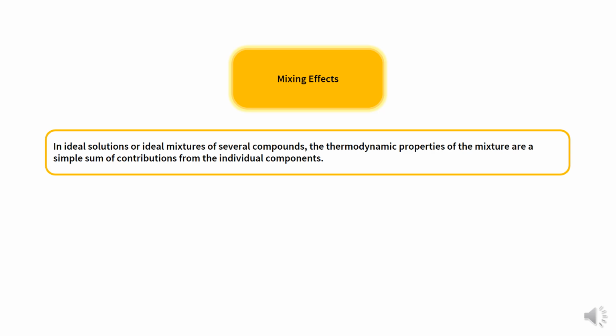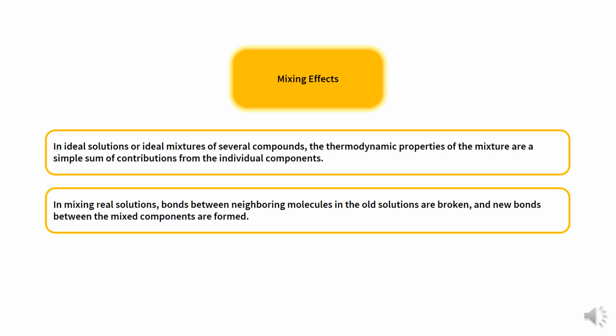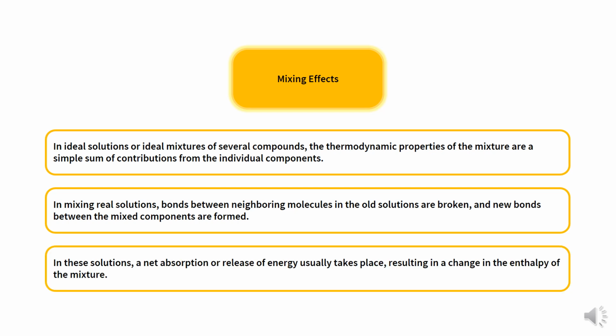And this part is about the change in enthalpy as a result of the mixing effect. In ideal solutions or ideal mixtures of several compounds, the thermodynamic properties of the mixture are a simple sum of contributions from the individual components. In mixing real solutions, bonds between neighboring molecules in the old situation are broken, and new bonds between the mixed components are formed. In this case, a net absorption or release of energy usually takes place, resulting in a change in the enthalpy of the mixture.